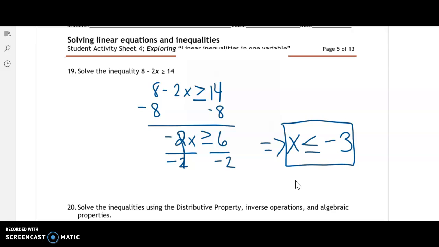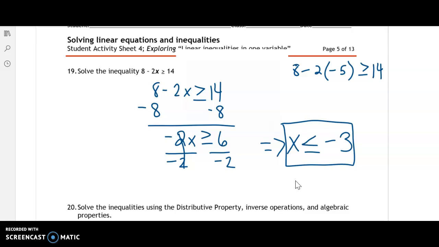All right, and always check it, plug a number in that works. A number less than or equal to negative 3, let's say, is negative 5. If we plug it in, 8 minus 2 times negative 5 is greater than or equal to 14. And let's just check if it's true. So 8 minus 2 times negative 5 is greater than or equal to 14.